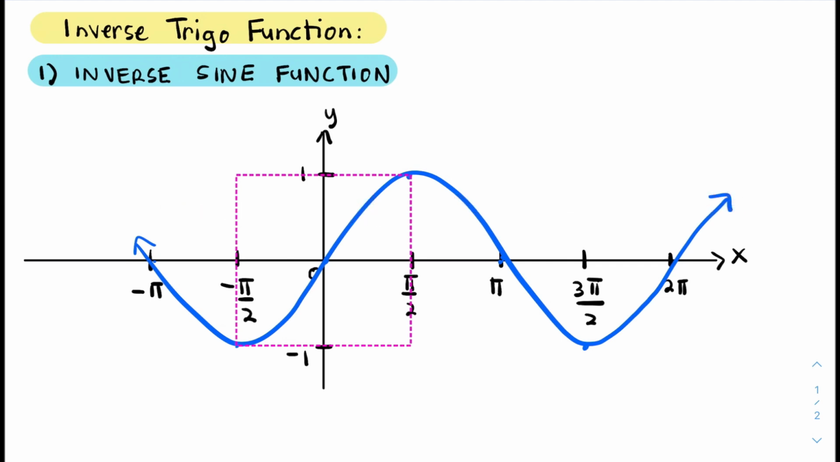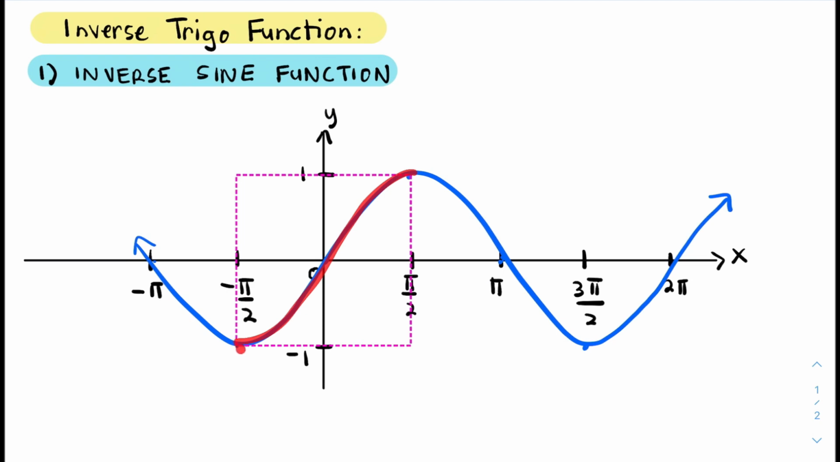So how do we make the graph of a sine function a one-to-one function? Because an inverse function must be one-to-one. What we can do is restrict a certain domain of the graph. For our syllabus, we restrict to this particular part, from negative pi over 2 until pi over 2. Only this part is cropped out to become our sine function.